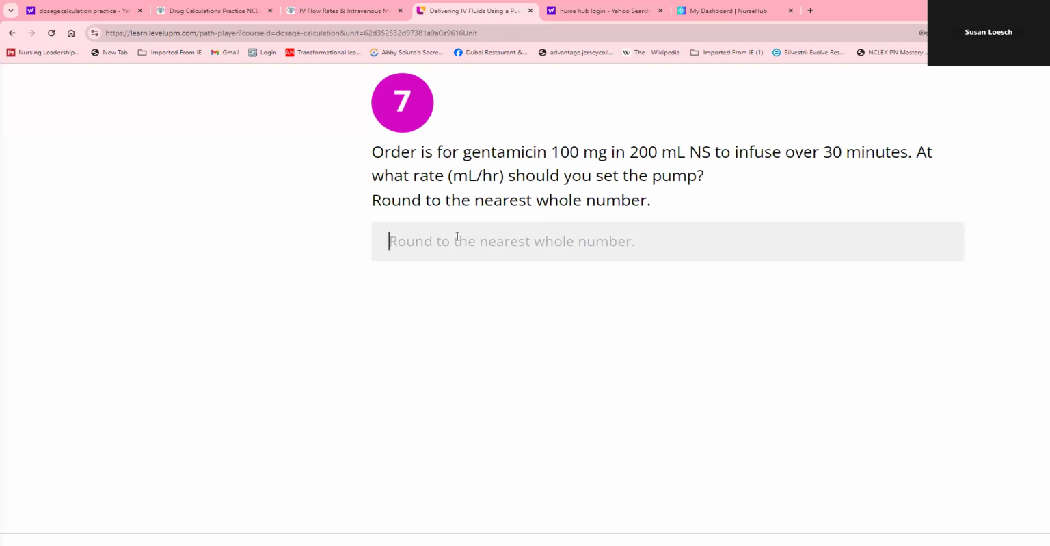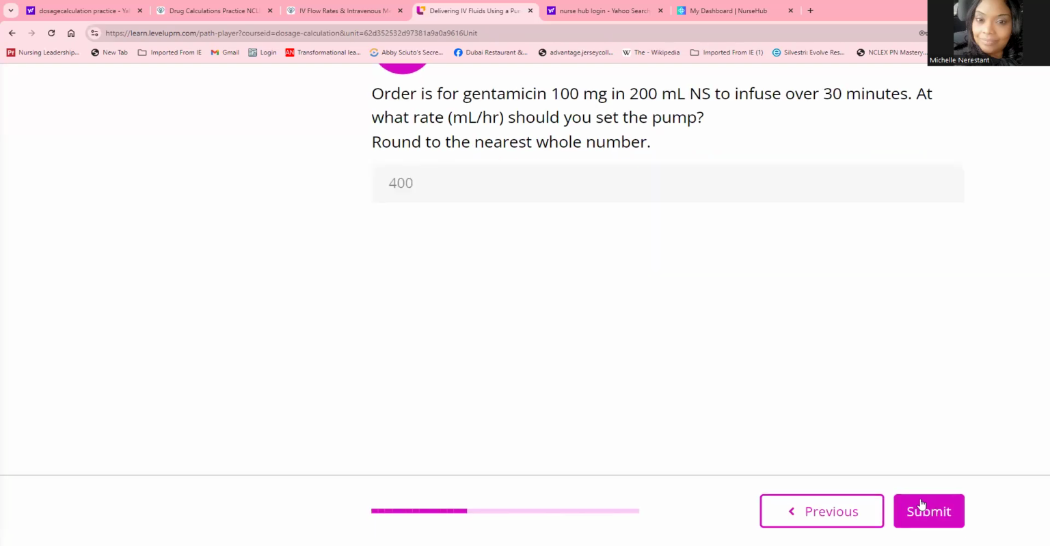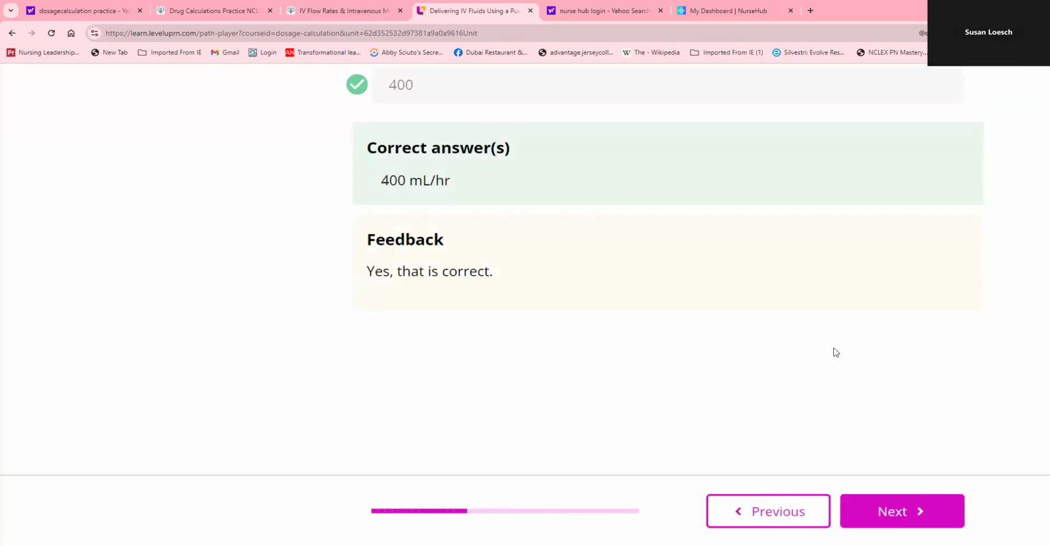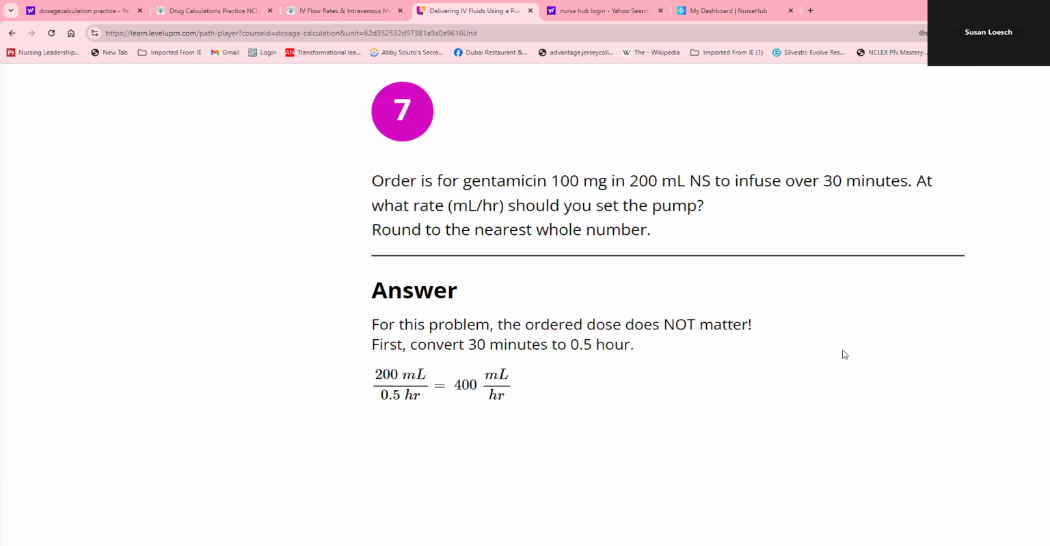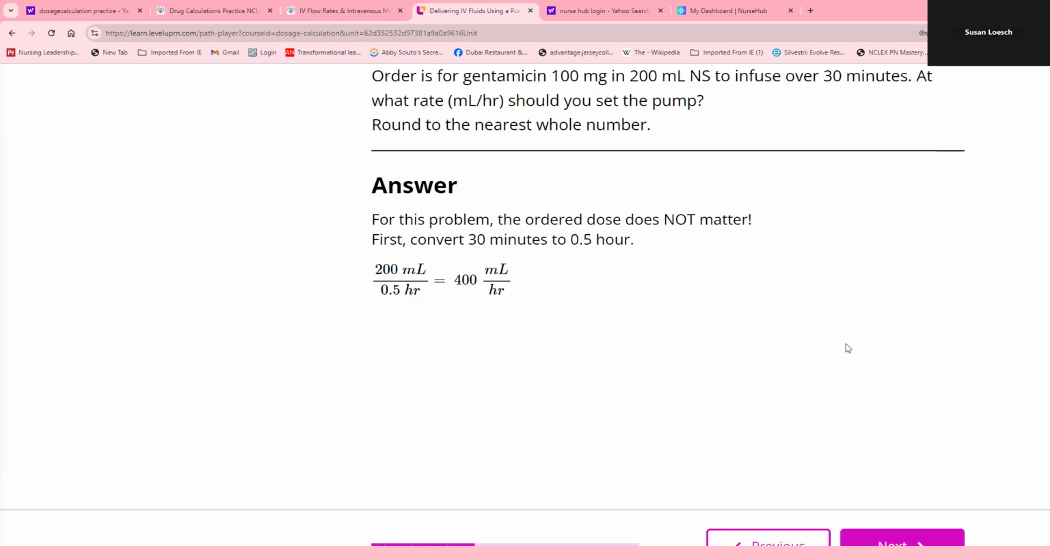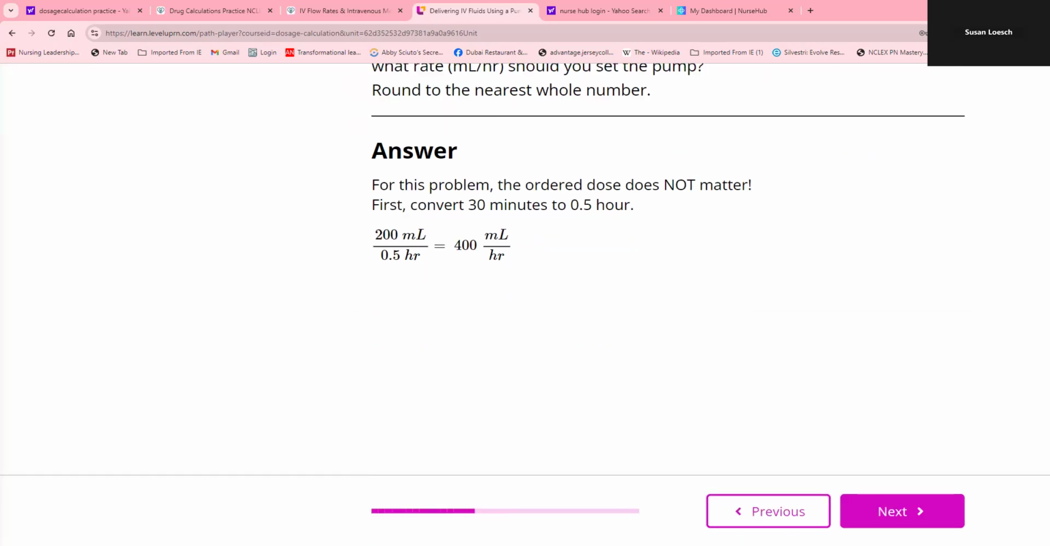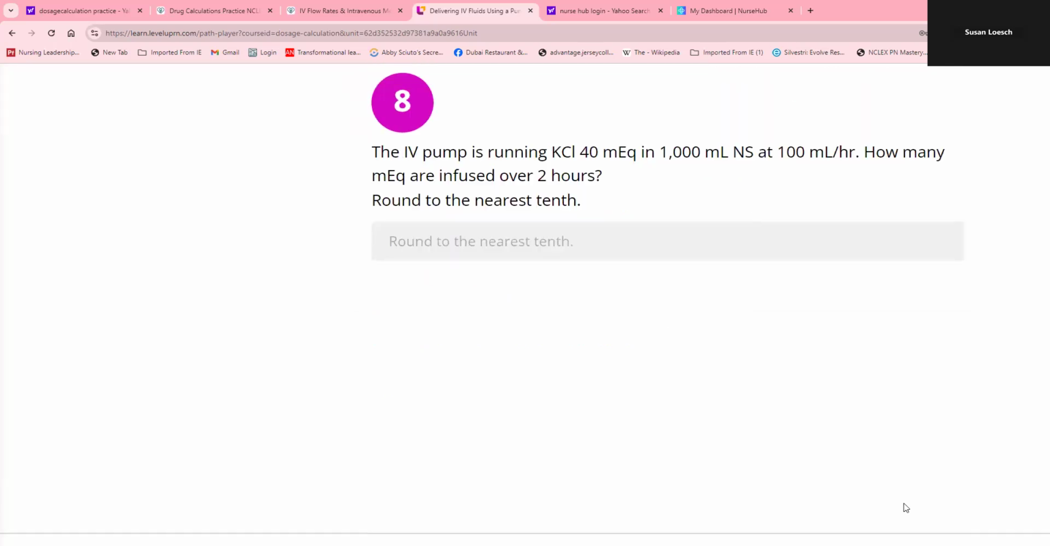What do we get? 400. All right, rock stars right there. Again, they'll set it up a variety of ways. It does not matter. Because at the end of the day, if you can't get to the right answer, that's what matters, right? Now look at this one.